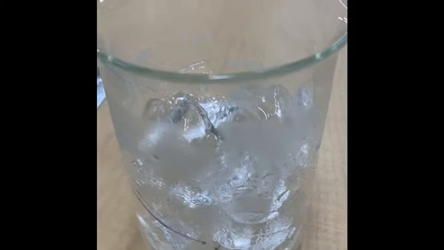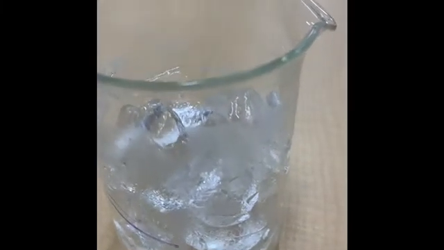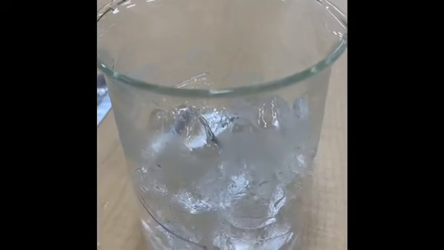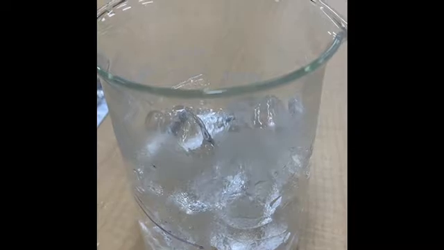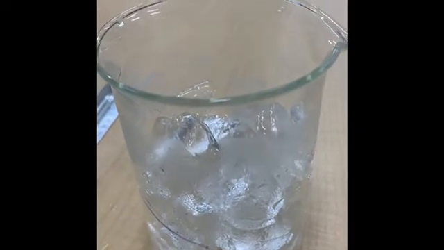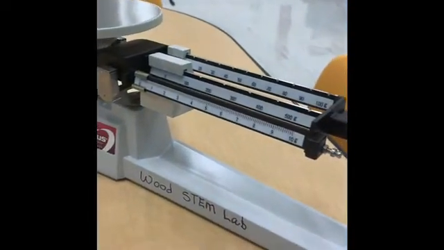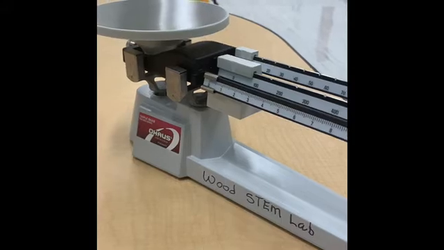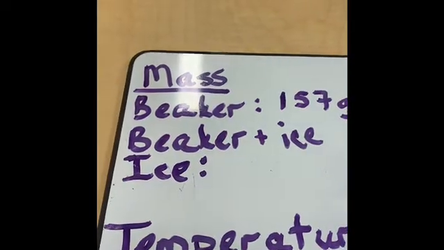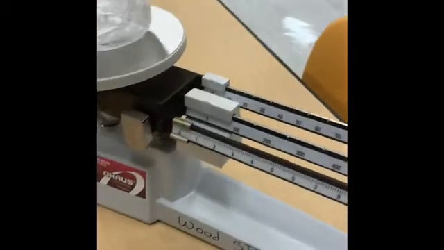Okay, and we also want to know the mass. Now, because the ice is in a beaker, if we want to find the mass of just the ice, we need to know exactly what the mass of the beaker is. And I determined that earlier on this balance, which is called a triple beam balance, and the mass of the beaker is 157 grams. So now I'm going to find the mass of the beaker with the ice in it.